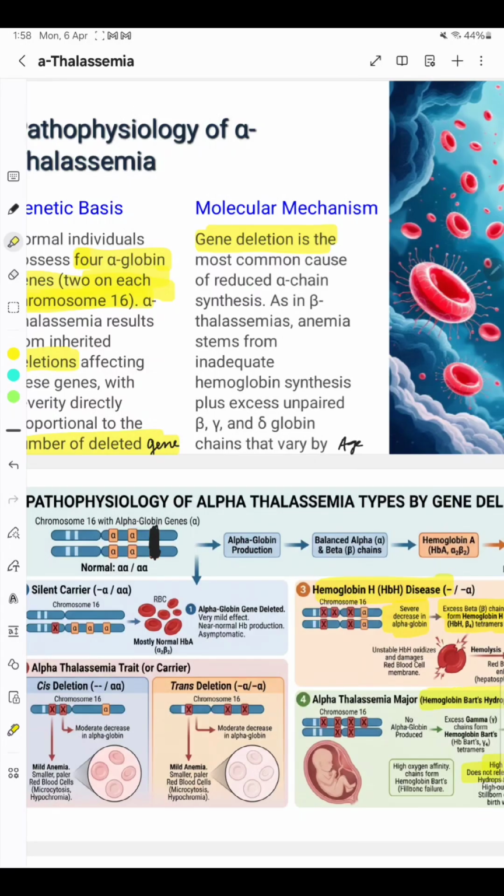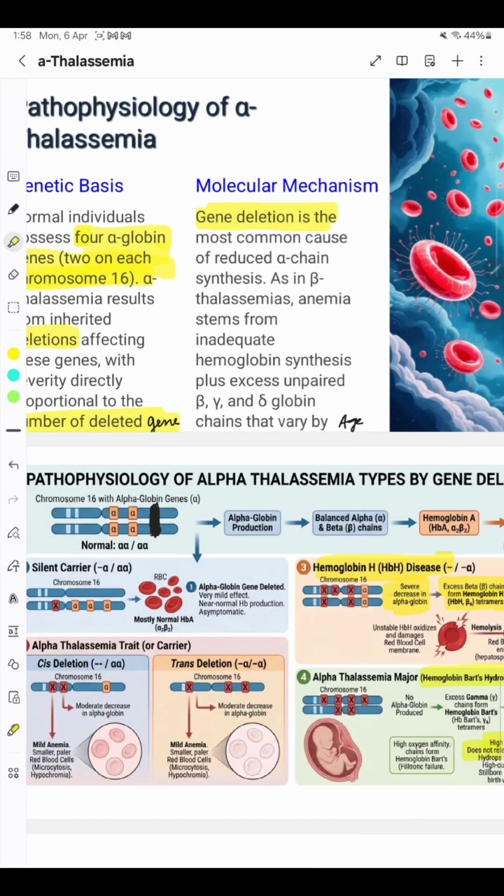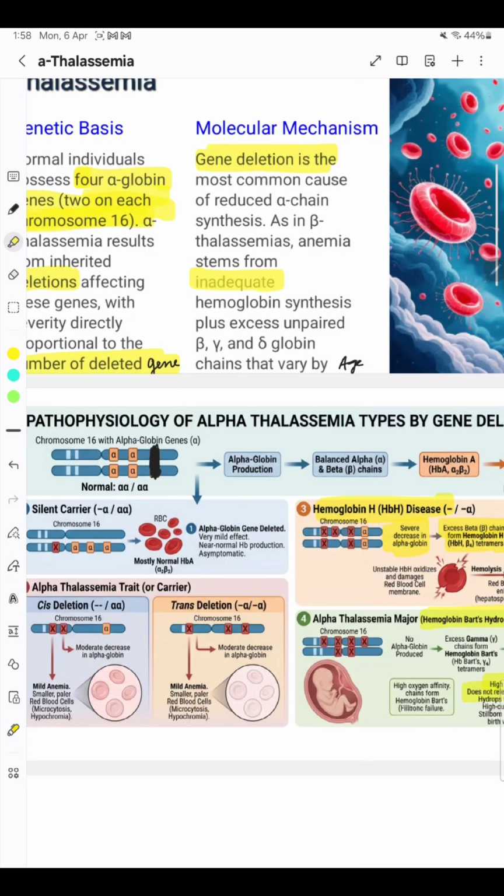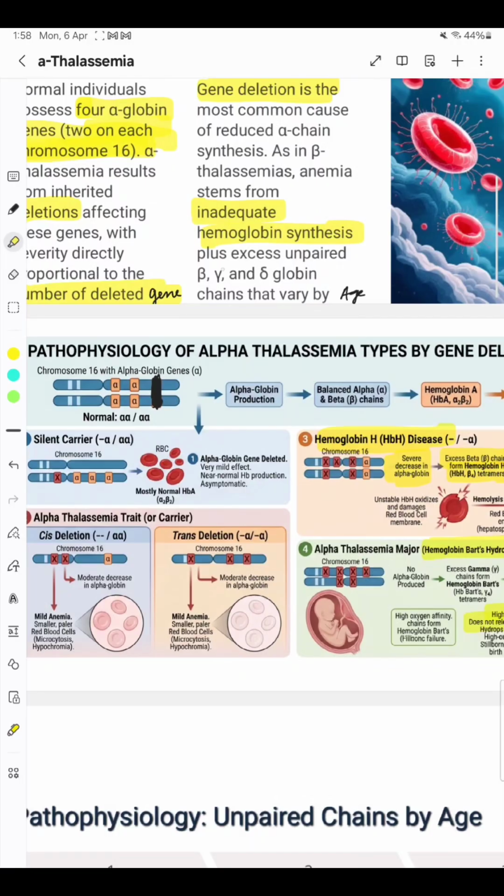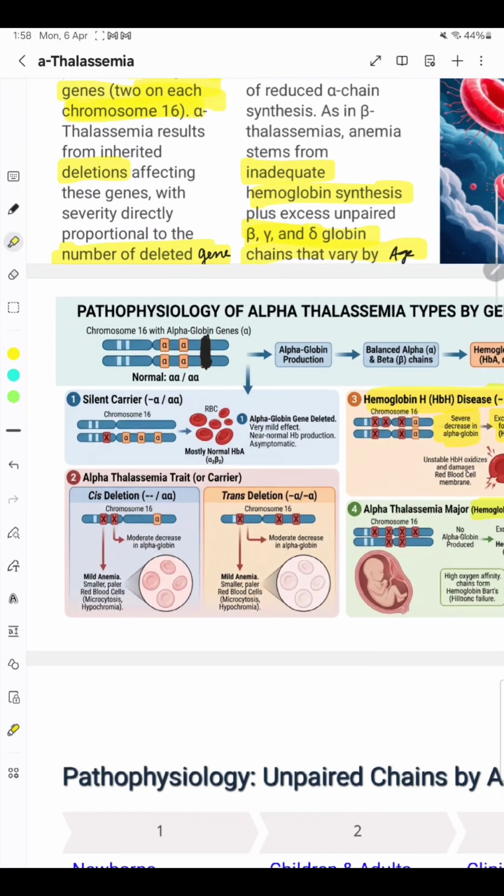As in beta thalassemia, anemia stems from inadequate hemoglobin synthesis and the excess of unpaired chains. But in alpha thalassemia, there is decreased alpha chain and there is excess of unpaired beta, gamma and delta chains that vary according to the age of the patient.